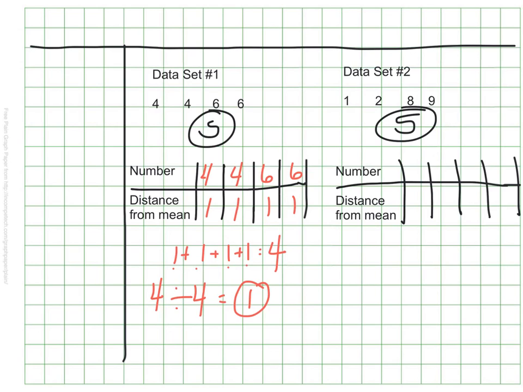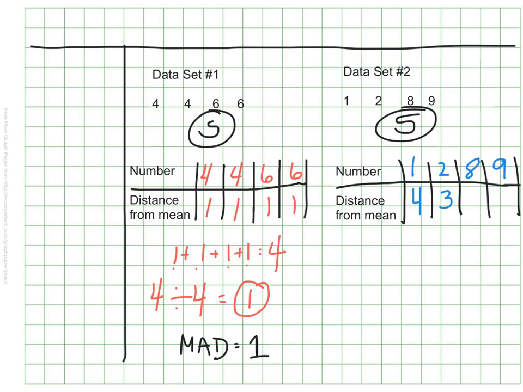And that makes sense, because when I look at my line plot, the numbers were 1 point away from the mean. Let's do the same thing with the second set. I'm going to put those numbers in here, and then I need to see how far away they are from the mean. Well, 1 is 4 away from 5.